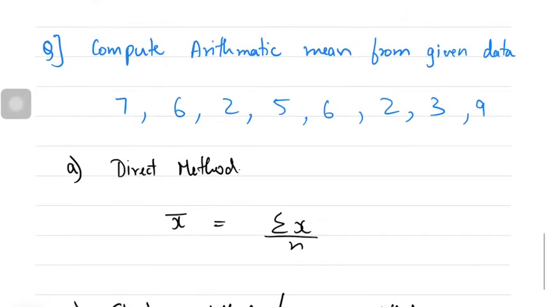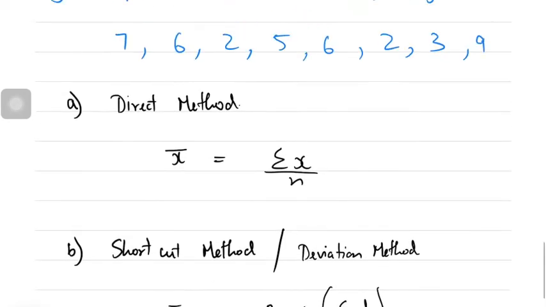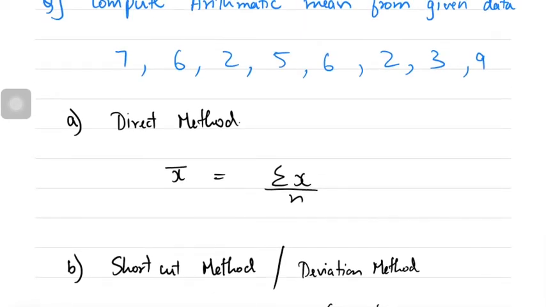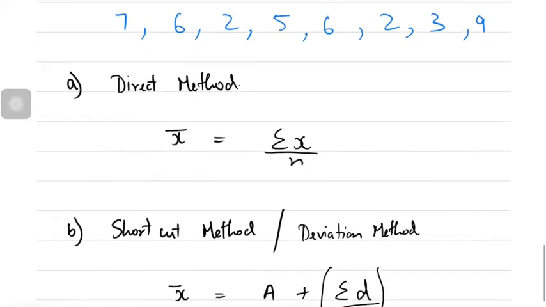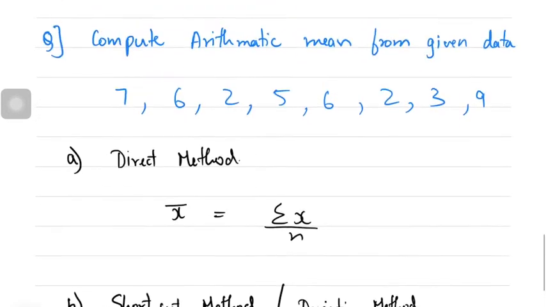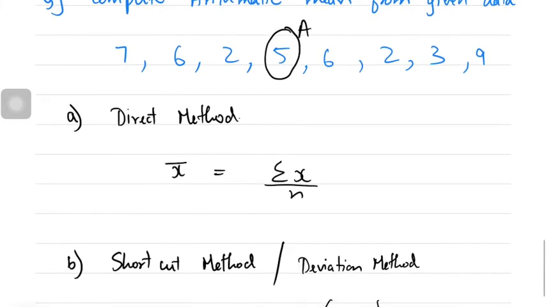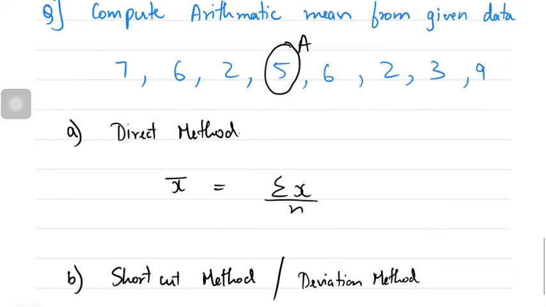Now, this is my data. 7, 6, 2, 5, 6, 2, 3, 9. I can take any number. I'll take roughly the middle number as A. I can take the first number as A, last number as A. It is my wish. So in this case, for shortcut method, I'll take A as 5. This is my assumed mean while solving using shortcut method.